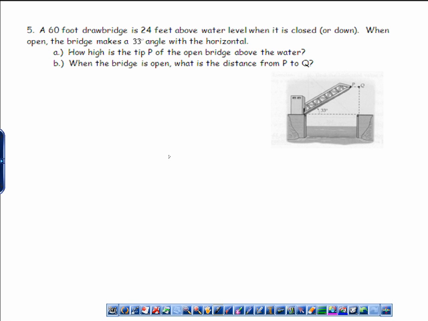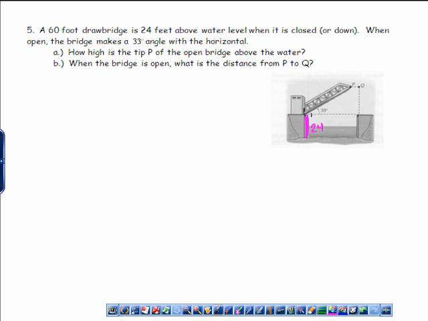A 60-foot drawbridge is 24 feet above water level when it is closed or down. When open, the bridge makes a 33-degree angle with the horizontal. So what this means is we have this drawbridge. It's open, probably to let ships through. It's 24 feet above water level, so this distance right here is 24.